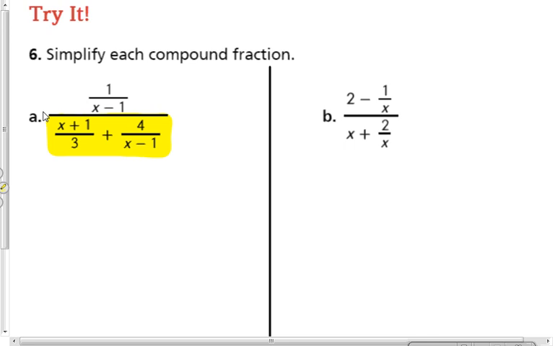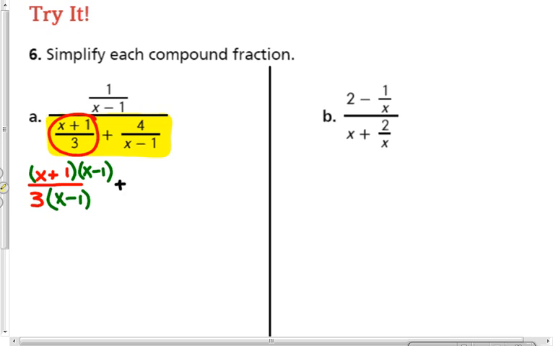So this denominator needs to be added. So what we're going to do is take x plus 1 over 3 and multiply it by x minus 1 on the bottom and x minus 1 on the top. That's what I'm doing to this to get the denominators to match.